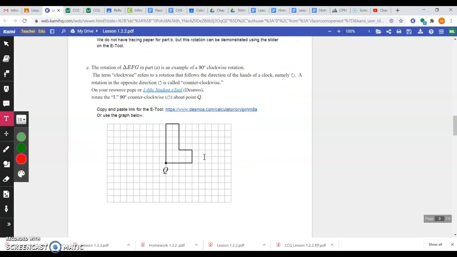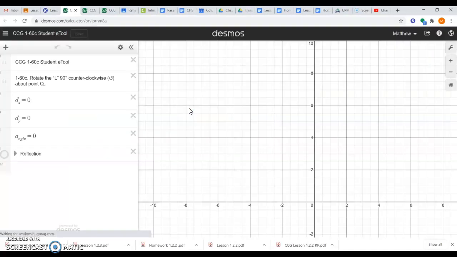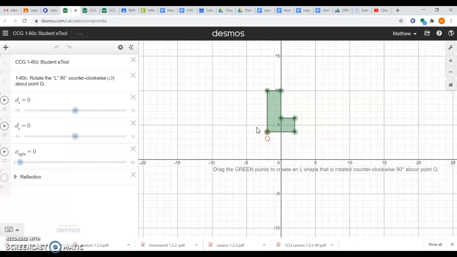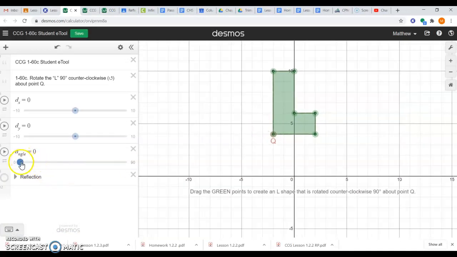All right, part C here. Again, I'm going to use the E tool. We need to rotate this shape 90 degrees counterclockwise about that point Q. And so we go to the Desmos calculator. Oops, sorry. I'm going to rotate it just 90 degrees. And that's really the whole thing. Not a super exciting one. That is just making that rotation of 90 degrees. You could trace that on your paper if you want. But these E-tools just show you real quickly what that rotation looks like about a point.